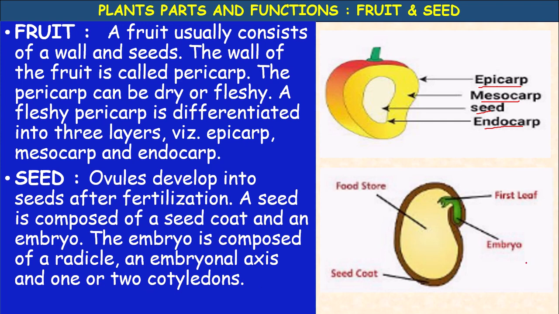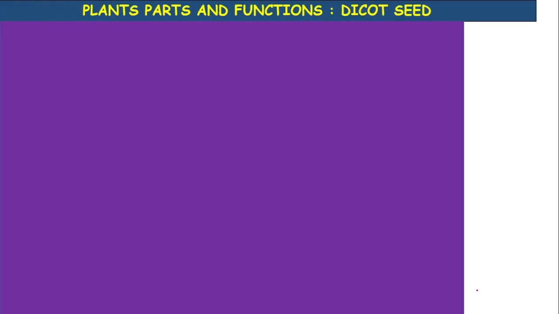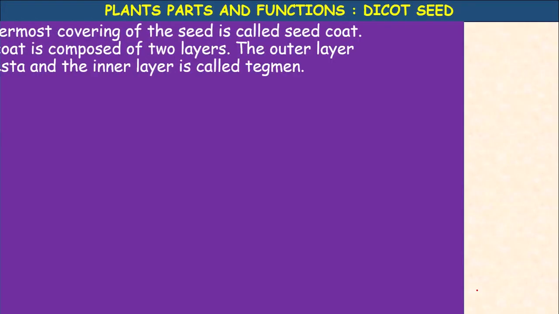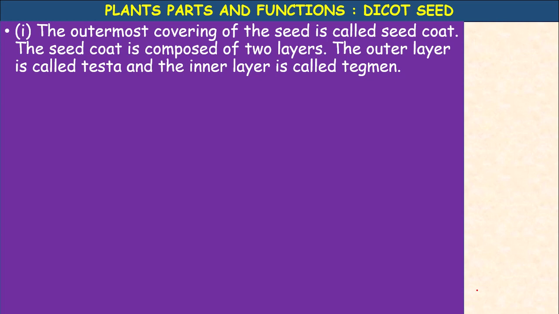Okay, this is the seed. The seed stores the food material inside and also contains a baby plant, which we call the embryo. The seed coat is the protective layer, and the first leaves are the cotyledons. So based on the number of cotyledons, seeds are classified into two types: dicot seeds and monocot seeds.